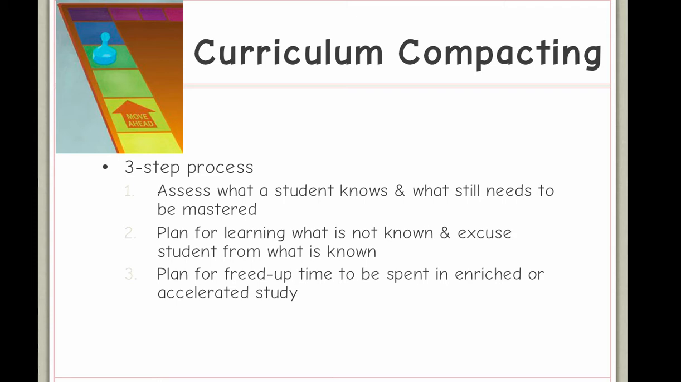So first we assess what a student knows and identify what still needs to be mastered. And then we make a plan for learning what is not known. And we excuse that student from what is already known.